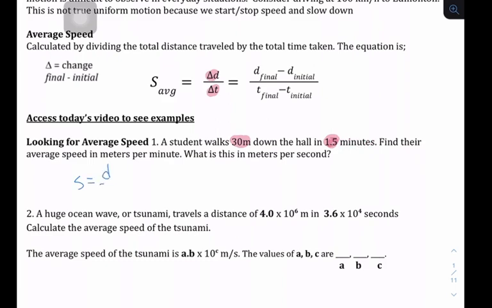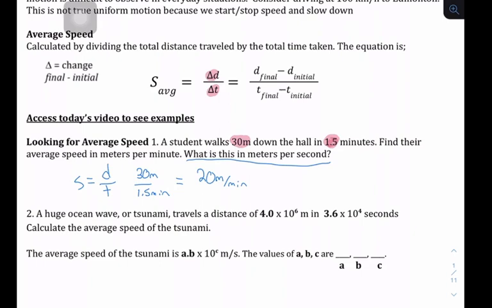So speed is equal to distance divided by time. 30 meters divided by 1.5 minutes ends up being 20 meters per minute. Now, 20 meters per minute, that's an acceptable way to have an answer. This asks for it also in meters per second. Meters per second is something maybe we would see a little more commonly.